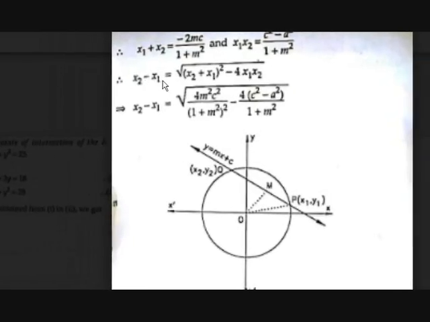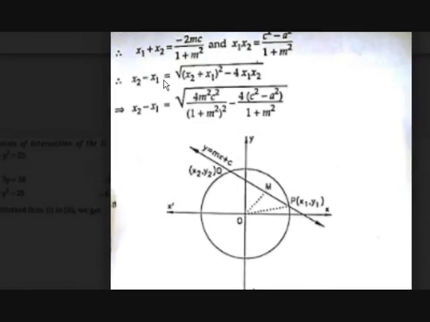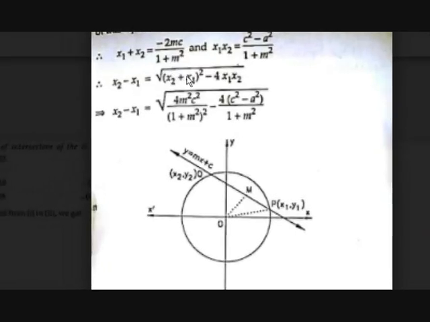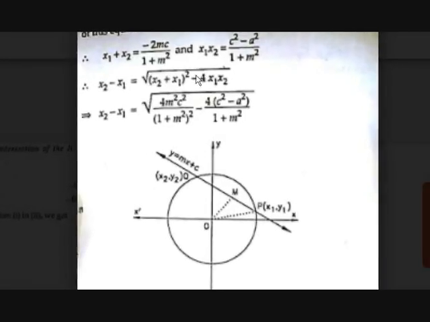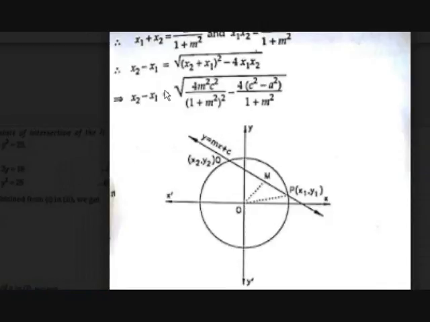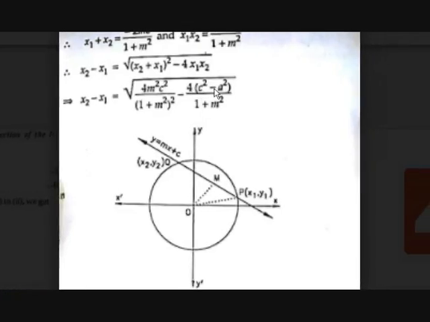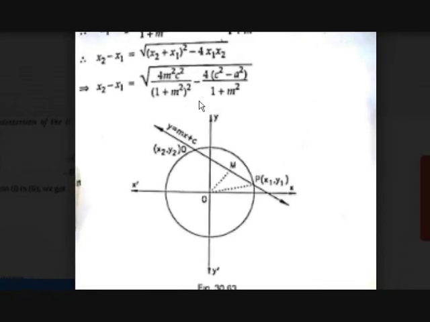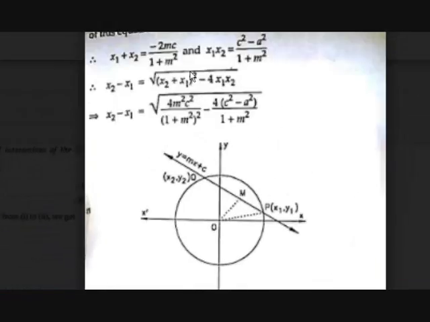Then what will be x2 minus x1? We know that there is a formula, (a plus b) whole square minus (a minus b) whole square is equal to 4ab. So a minus b is equal to root of (a plus b) whole square minus 4ab. That means x2 minus x1 is equal to the square root of (x2 plus x1) whole square minus 4 x1 x2. If we substitute those values, you will get the following equation. x2 minus x1 is equal to the square root of (2mc by (1 plus m square)) whole square minus 4 (c square minus a square) by (1 plus m square). If we simplify that, 4 comes common from these two terms. So the square root of 4 means you will get 2 by 1 plus.